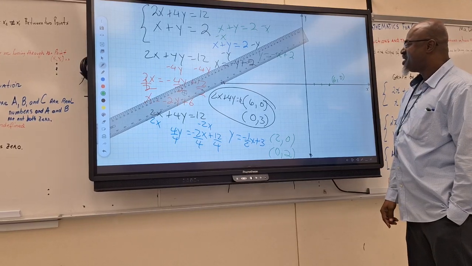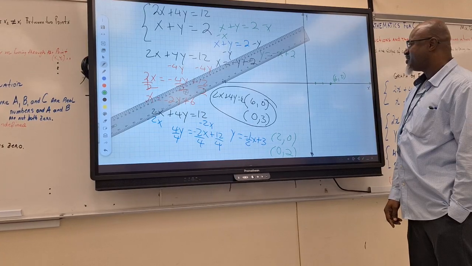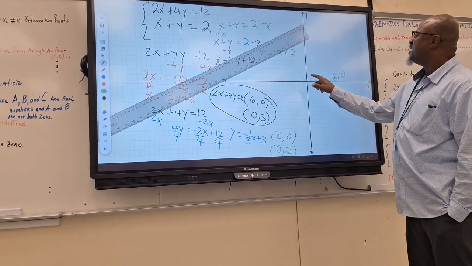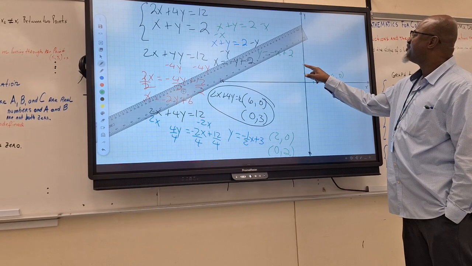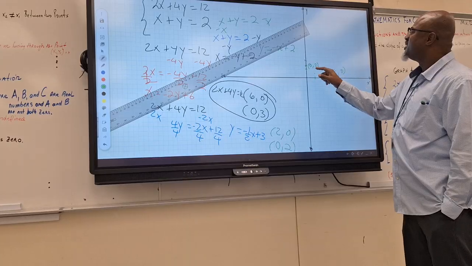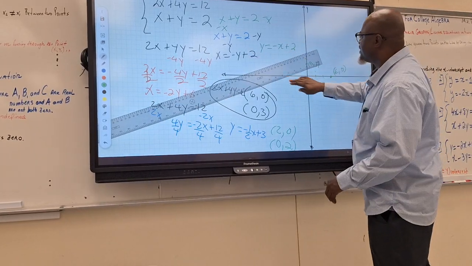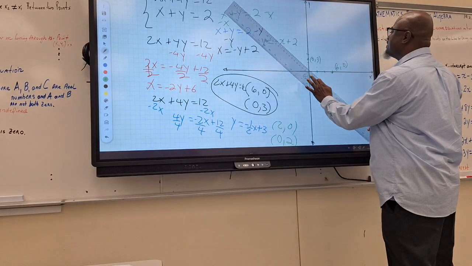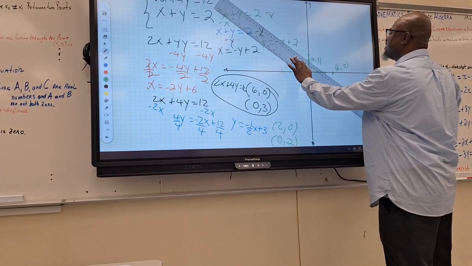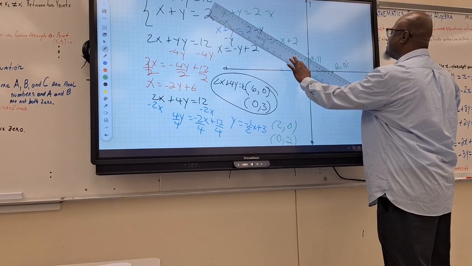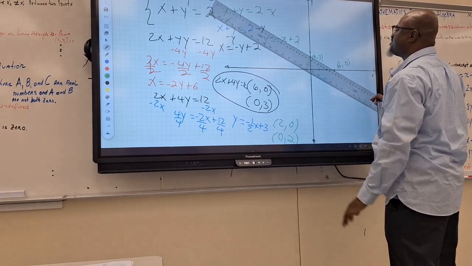And the other one is 0, 3. Where will you put that? Up. That will be 2 units, that will be 4. That will be 0, 3. And I'm going to use this as my guide. Those of you who said you don't know how to graph, that's the same thing you will have to do to find the intercept. That's my first line.